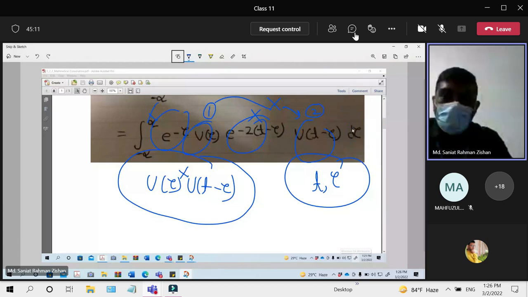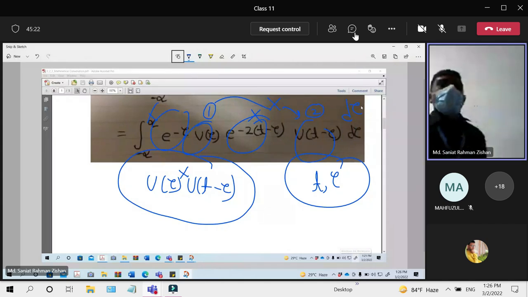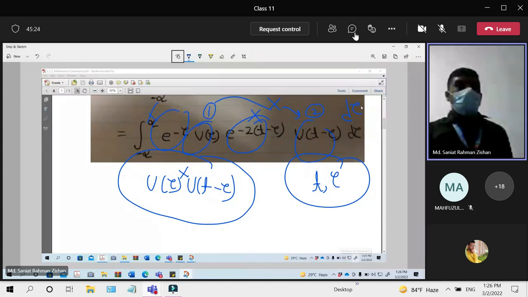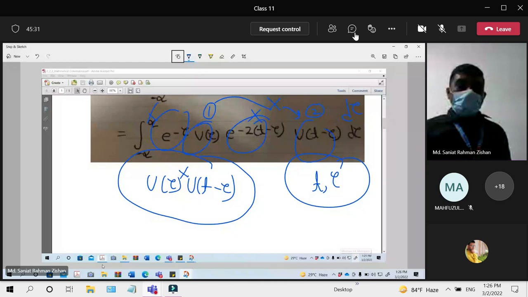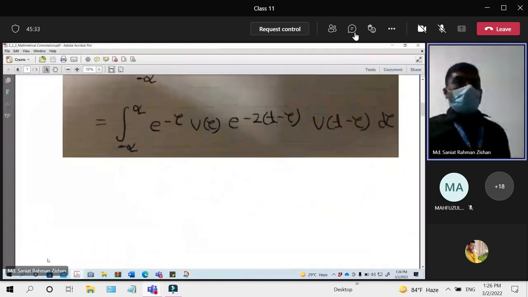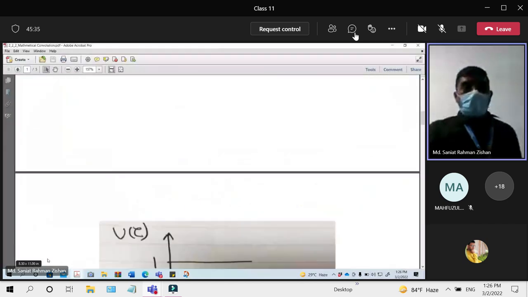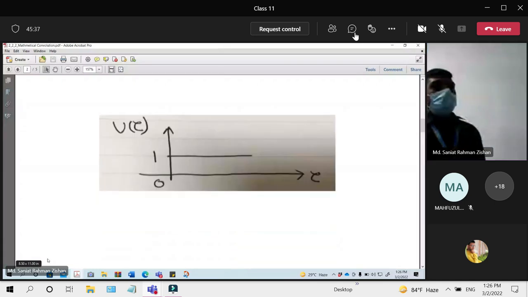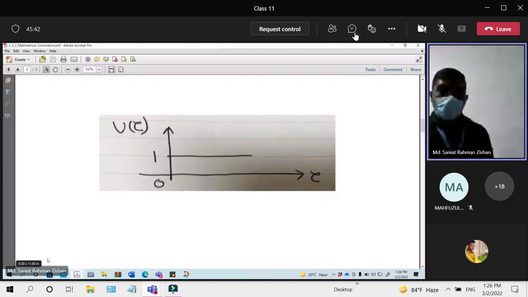Tau is the main variable. Why? Because integration with respect to tau. If this was dt, then you are right, t is the main variable. But as there is d tau, that means tau will be the main variable. So now, whatever I'll be doing, I'll be doing based on the main variable tau. So next part, I have plotted the signal u tau based on tau, not t here.